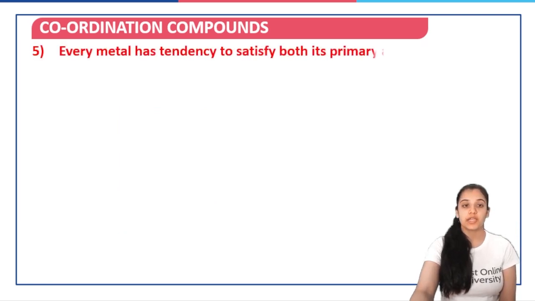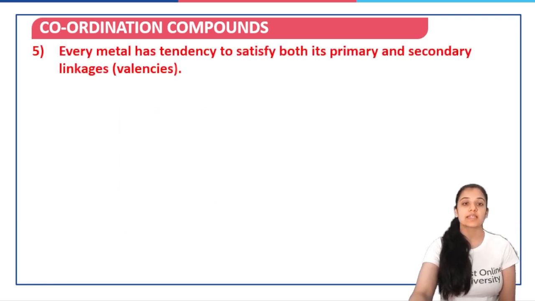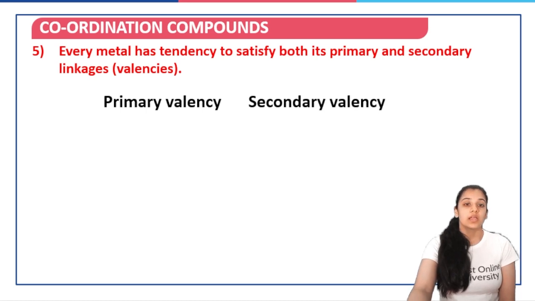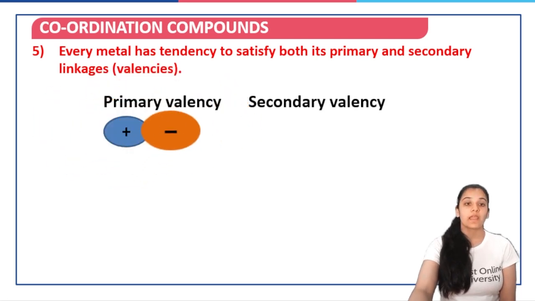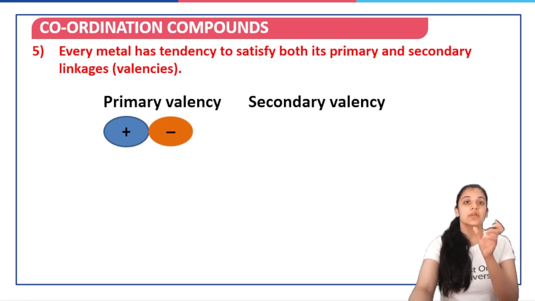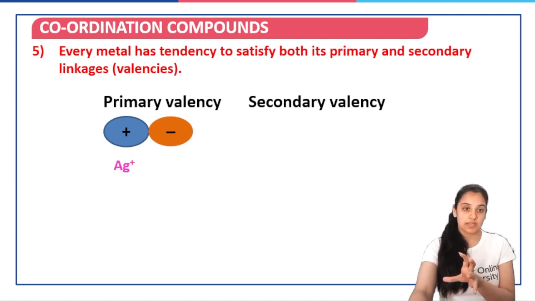The fifth postulate was that every metal has a tendency to satisfy both its primary as well as secondary valencies. Let us see how. Now, when we talk of a primary valency, there is a linkage that exists between a positively charged ion and a negatively charged species.